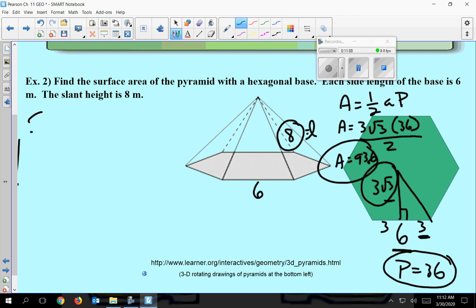The surface area for the pyramid is going to be the area of the base, 93.6, plus the perimeter of the base, which was 36, times the lateral height, which was 8. And I'm going to divide that by 2, okay? So if you guys want to go ahead and do your math there, hit pause and do your math, and then we'll look at our values, okay?